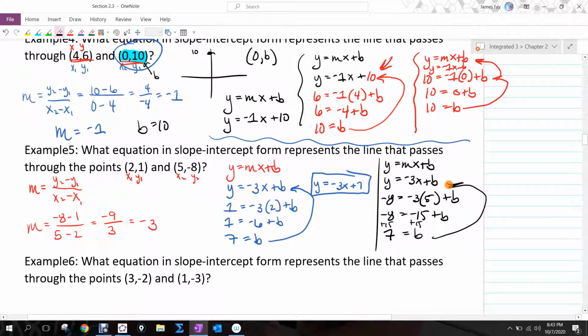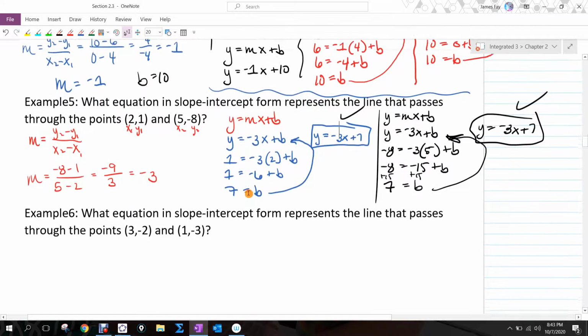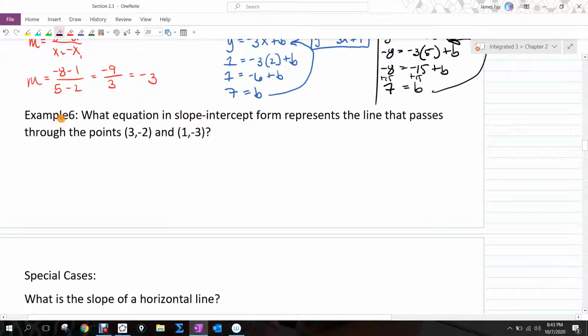Come back up to that line there and plug in b. So y equals -3x plus 7. That and that are identical. That should validate, that should prove that it doesn't matter which x1 and y1 you use once you have your slope. Let me do one more here for you.